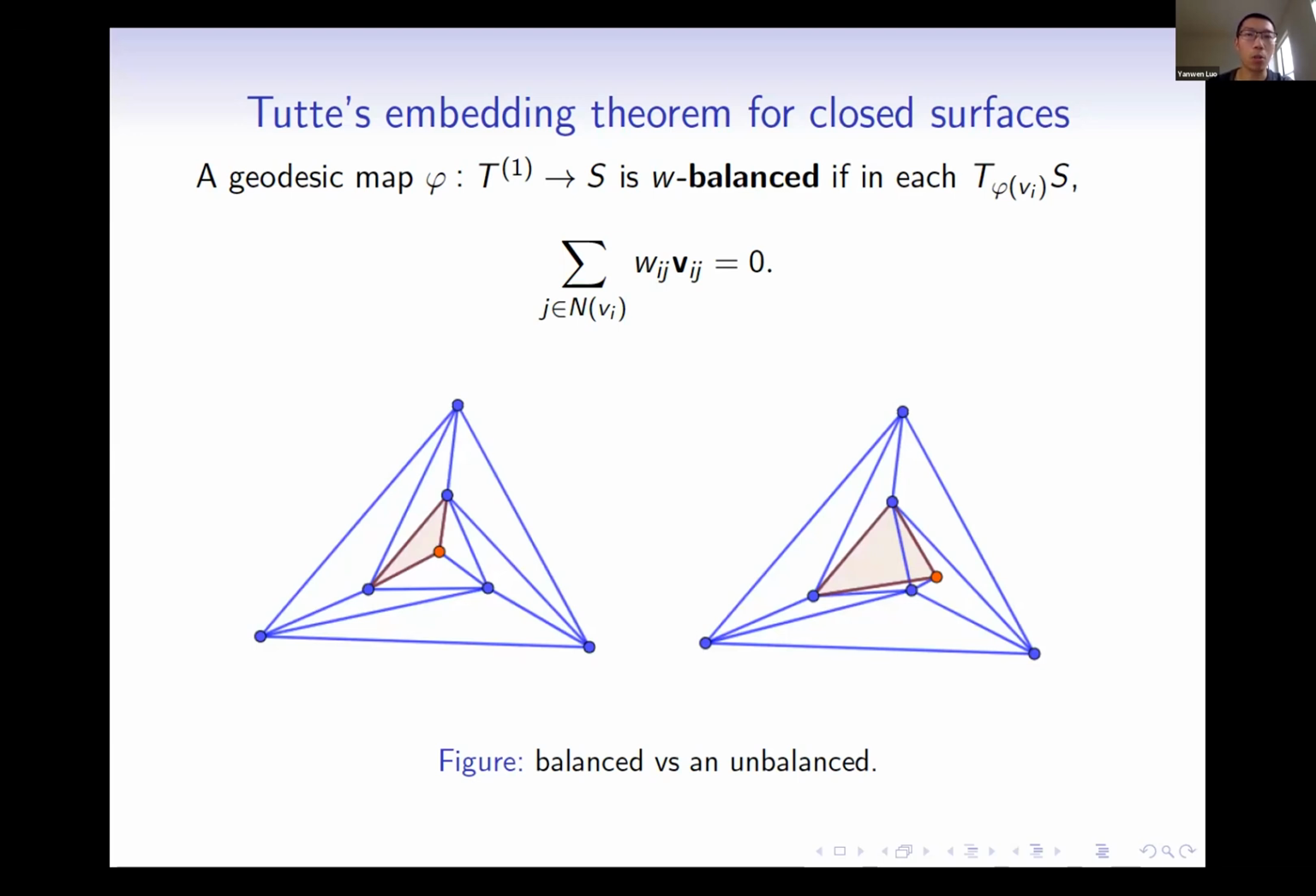And then there will be some vectors in the tangent plane. So then it makes sense to add them together, and of course, the sum is a weighted sum with the given weight W. And then we can ask whether this is equal to 0. And again, if this gives us 0 for any interior vertex, then we just have this definition. We call this geodesic map W balanced. And again, go back to the planar case. This is really just the same thing as saying that this map is a convex combination map, and the weight is a given weight W.